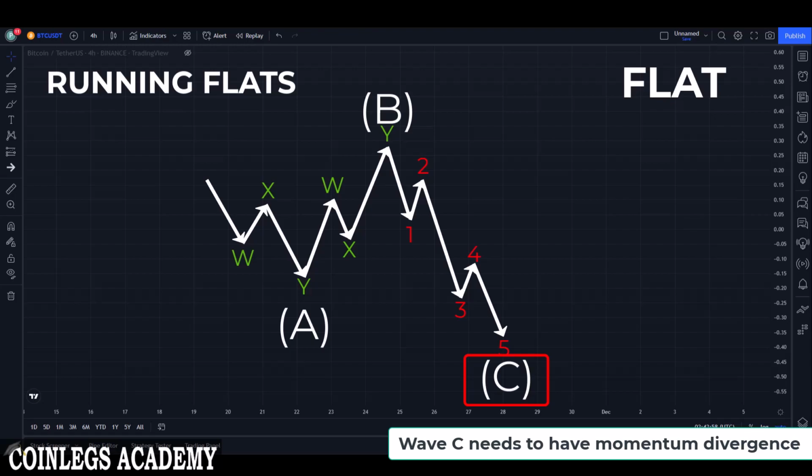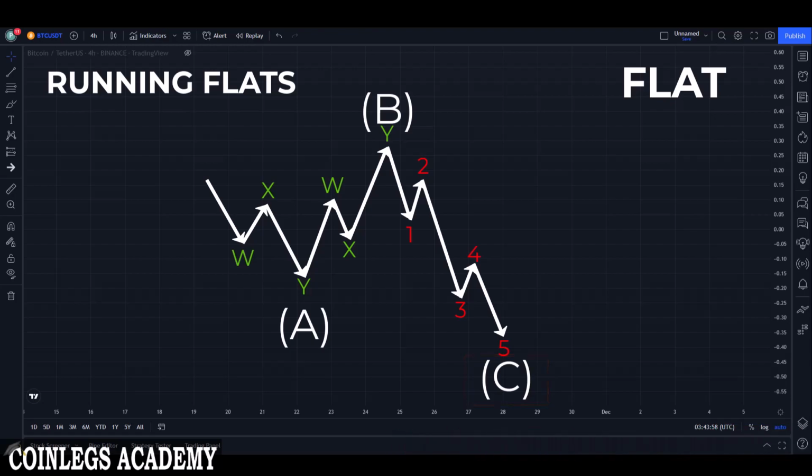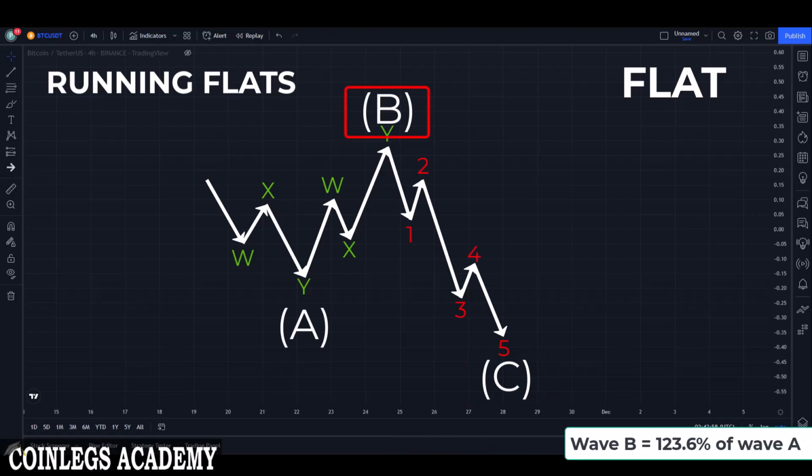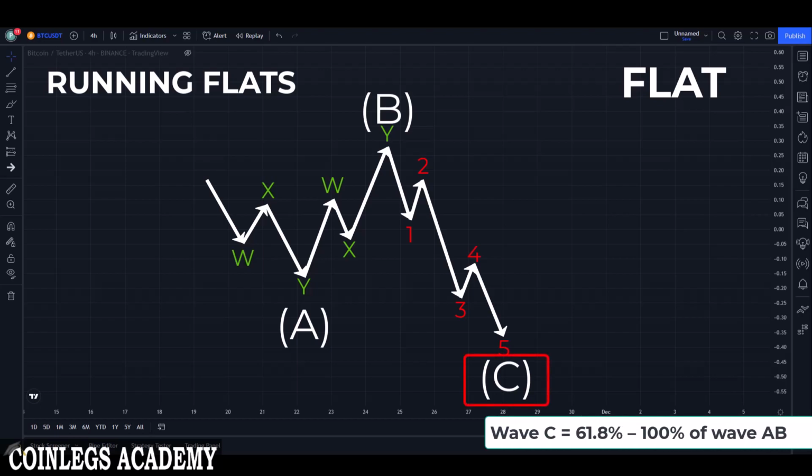Fibonacci ratio relationship on running flats: wave B needs to be 123.6% of wave A. Wave C needs to be 61.8% or 100% of wave AB.